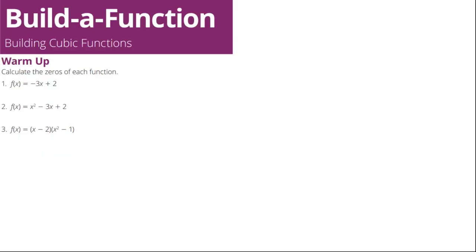So we are looking at finding the zeros in these functions like we've done in the past. When you find the zeros, all you're doing is setting it equal to 0 and solving. So 0 equals negative 3x plus 2. And then we solve for x. And so we get negative 2 is equal to negative 3x. Divide both sides by negative 3. And so 2/3 is equal to x.